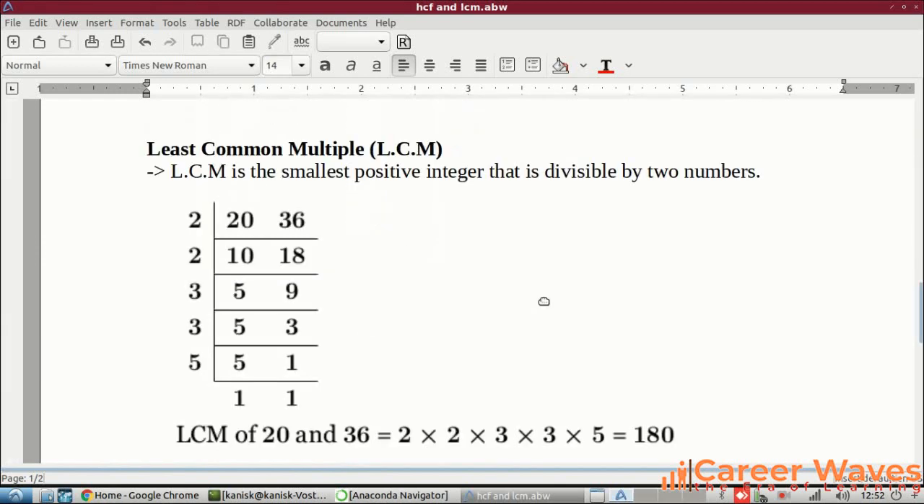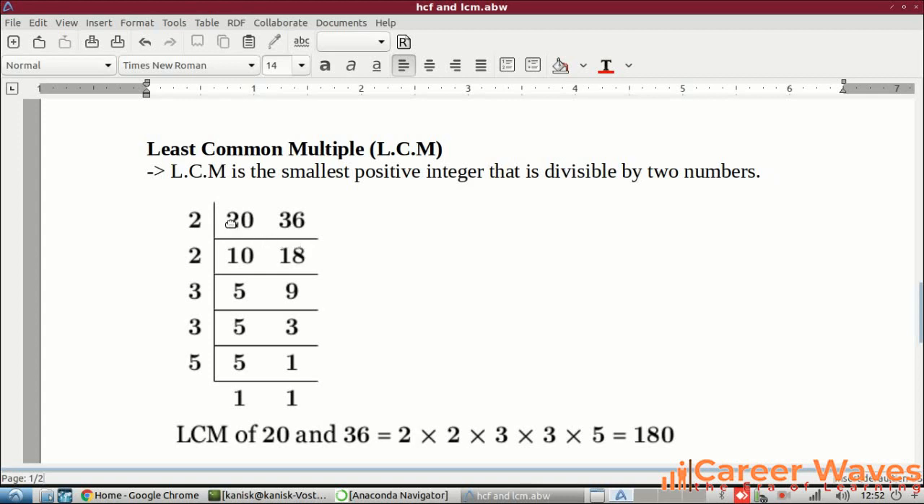So let's now start with LCM. LCM is the second thing which we have to find in the question. So what is LCM basically? It is the smallest positive integer that is divisible by both numbers. So how can we calculate it? It's a basic method.